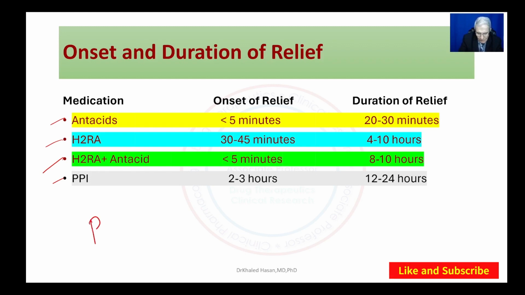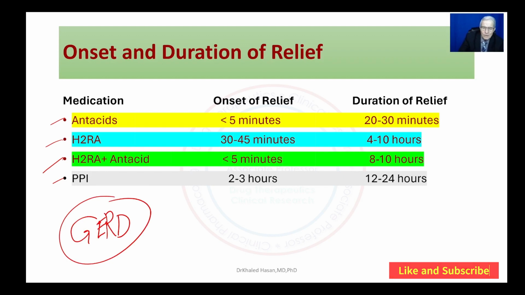When patients suffer from GERD and symptoms such as epigastric pain and increased secretion of acid, which medication will be the fastest? What do you think? Do you agree that the antacid will be the fastest medication?